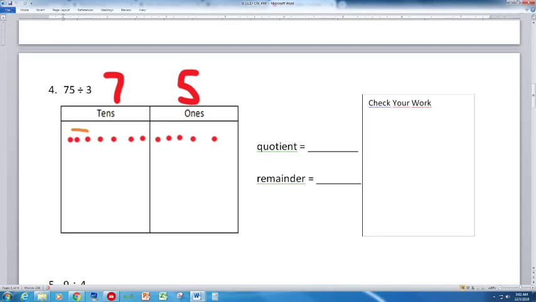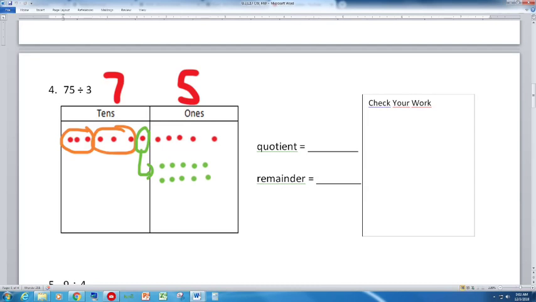So 3 groups of 3, 1, 2. Now we have 1 left over. So that means we have to take this one that's left over and move it to the ones group. And that 1 dot explodes into 10. Now if there was 2 dots left over, we would have to move a total of 20 dots.